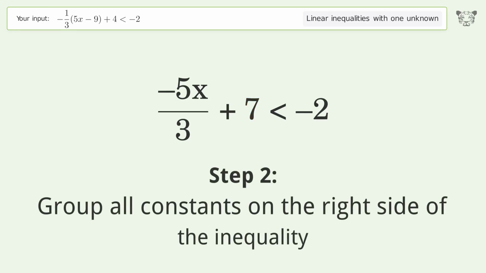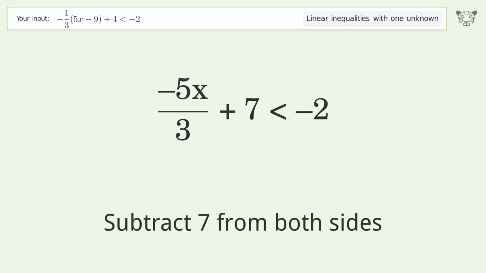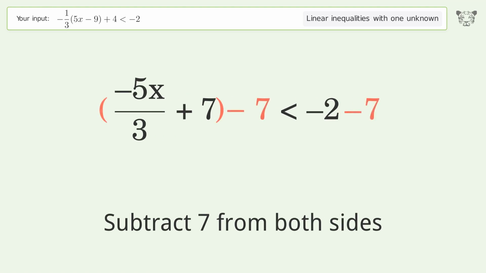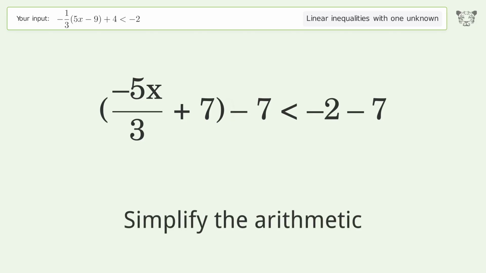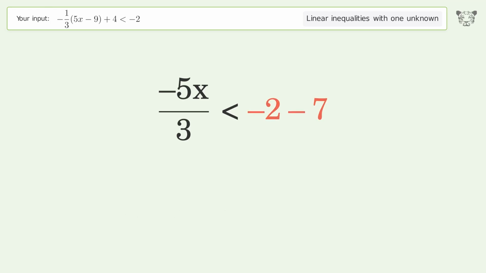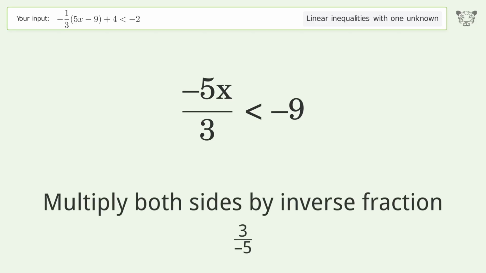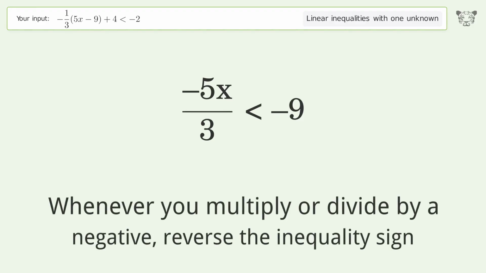Group all constants on the right side of the inequality. Subtract 7 from both sides. Simplify the arithmetic. Isolate the x. Multiply both sides by inverse fraction 3 over negative 5. Whenever you multiply or divide by a negative, reverse the inequality sign.